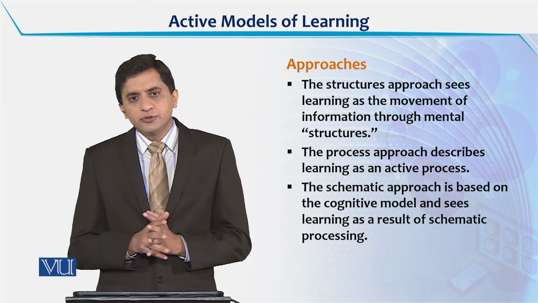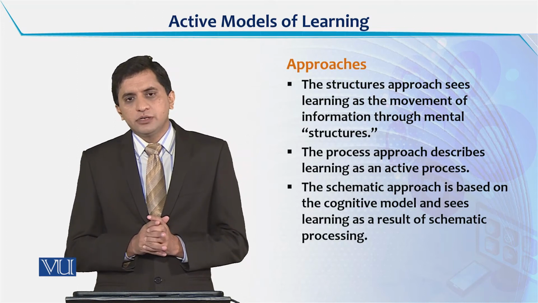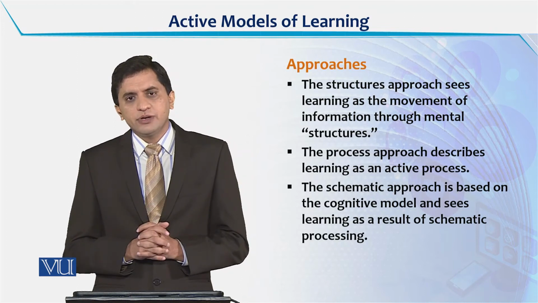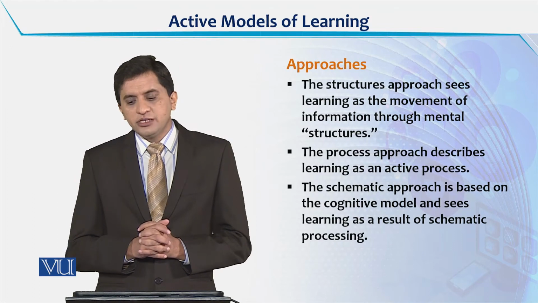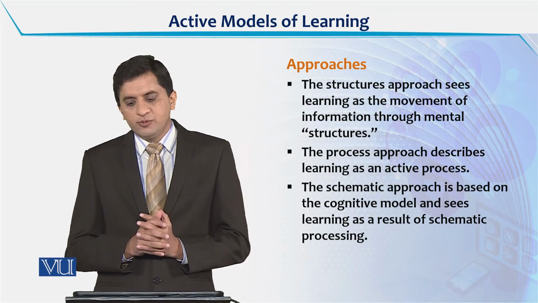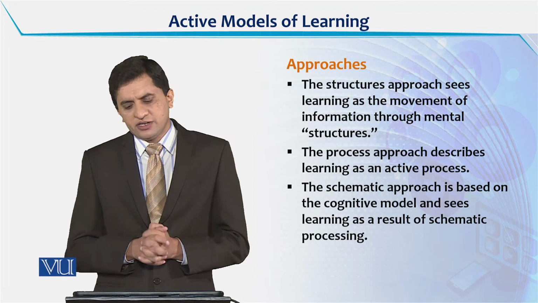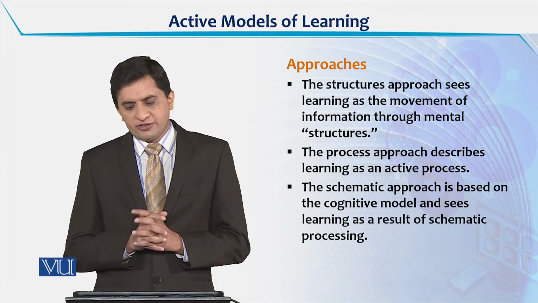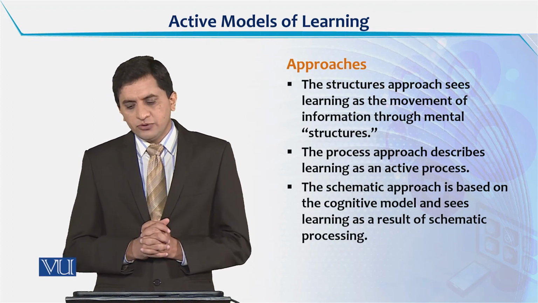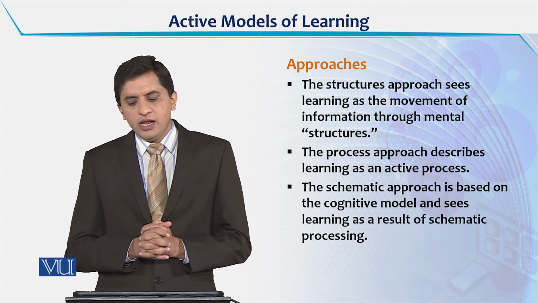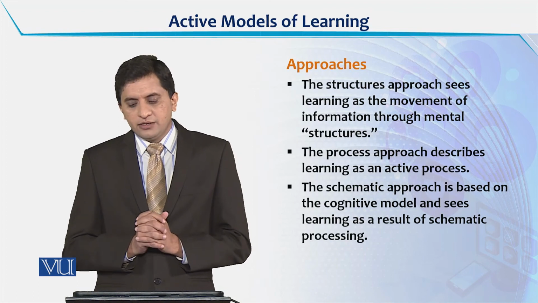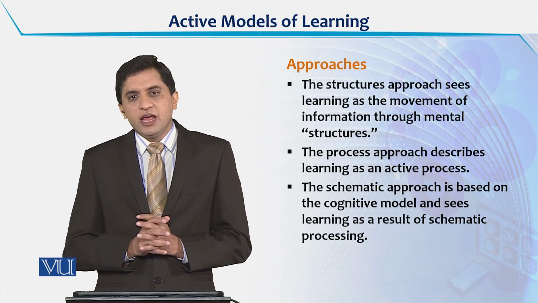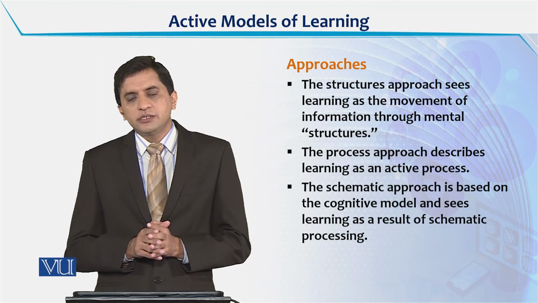There are three approaches when we talk about the active model of learning. The first one is the structure approach. This approach sees learning as the movement of information through mental structures. The process approach describes learning as an active process, and the schematic approach is based on the cognitive model and sees learning as a result of schematic processing. And we are going to discuss these three approaches in coming topics in a detailed manner.